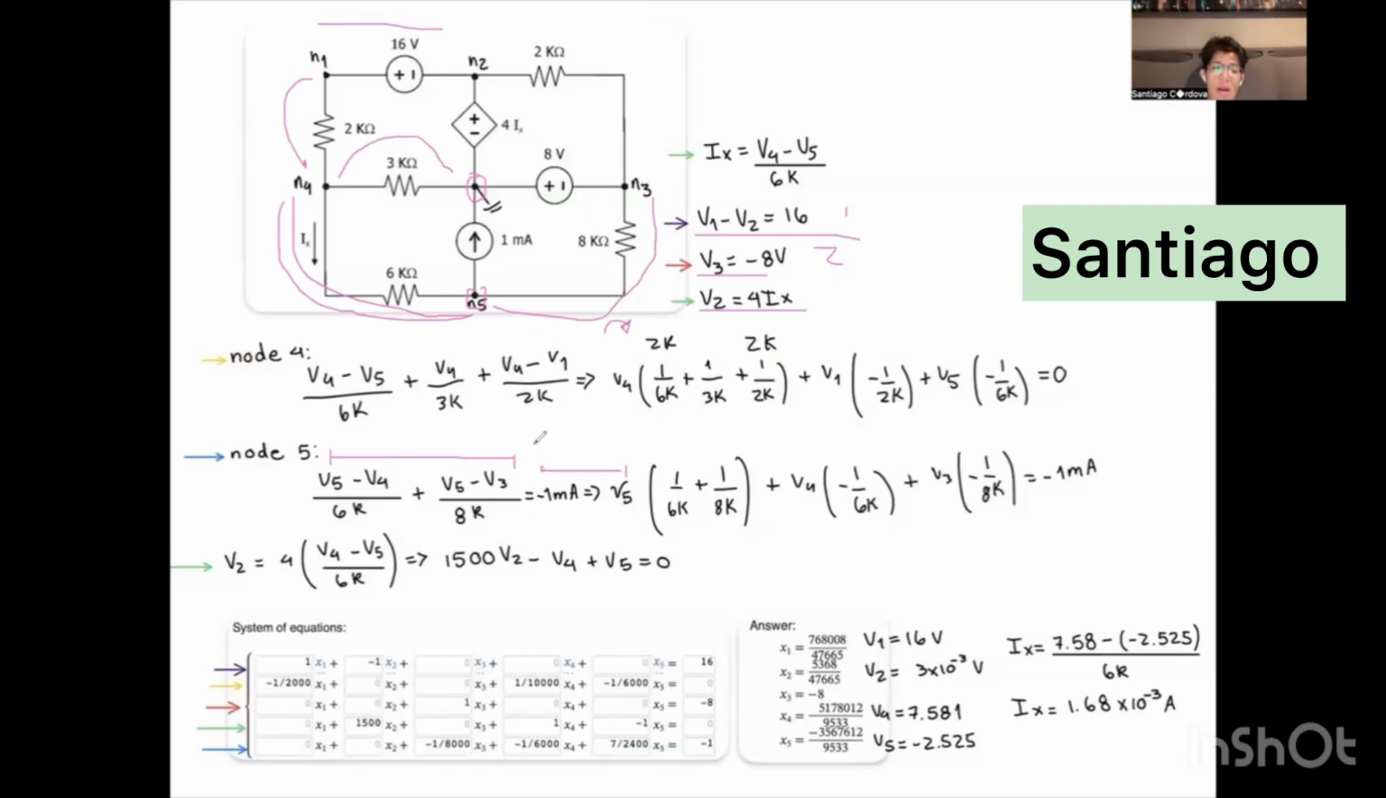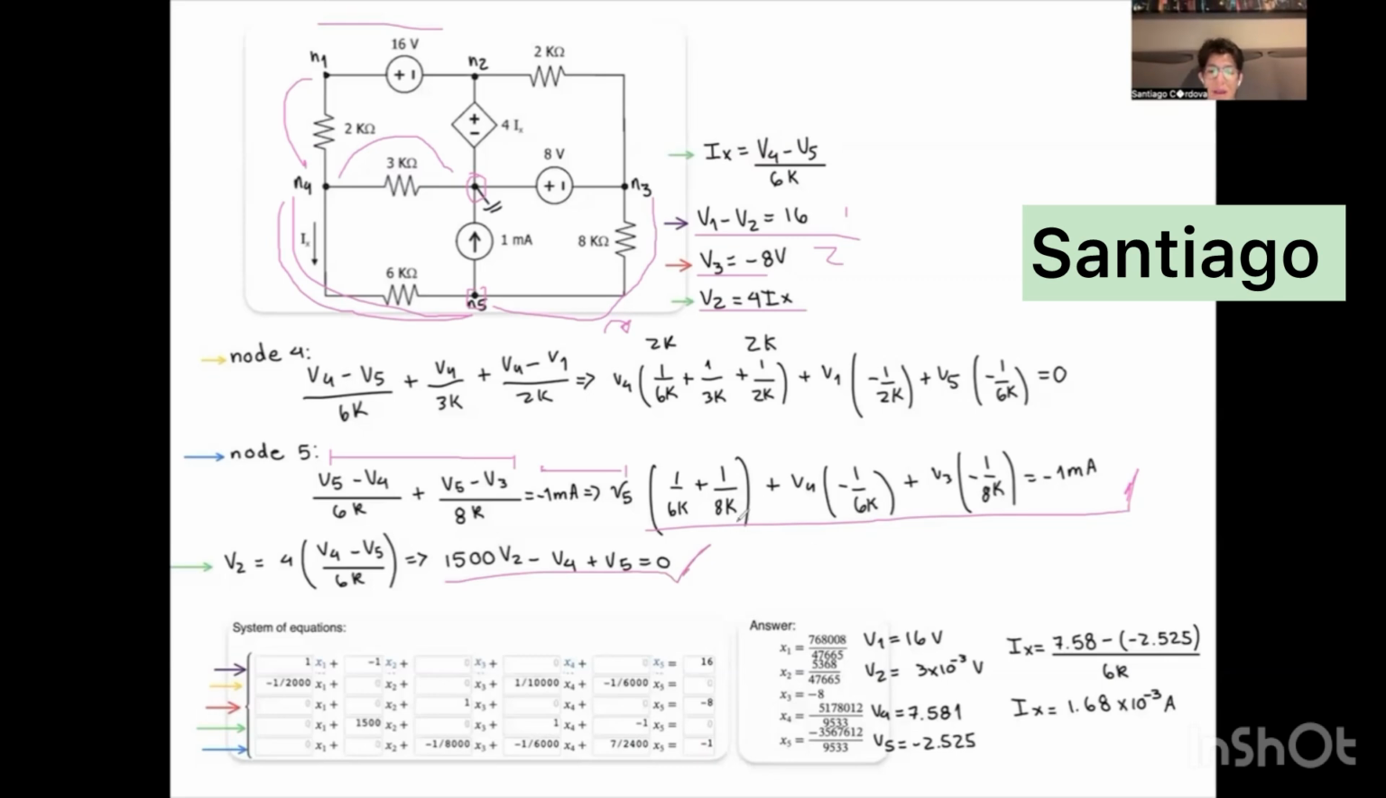This is going to be really important because we have to put the input on one side and the output on the other side. And this is going to be our equation. Then we have to define V2 in terms of variables we can understand, which is voltages. We have to have everything in voltages. So we can define V2 as 4ix.